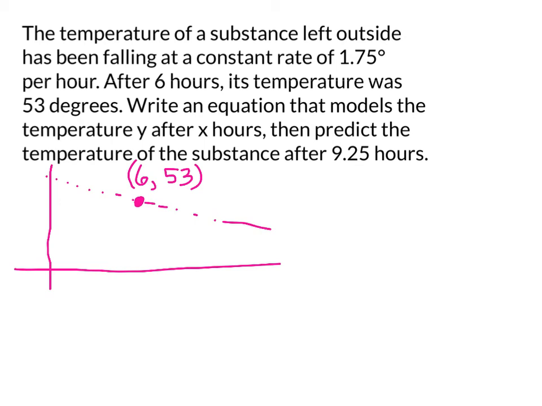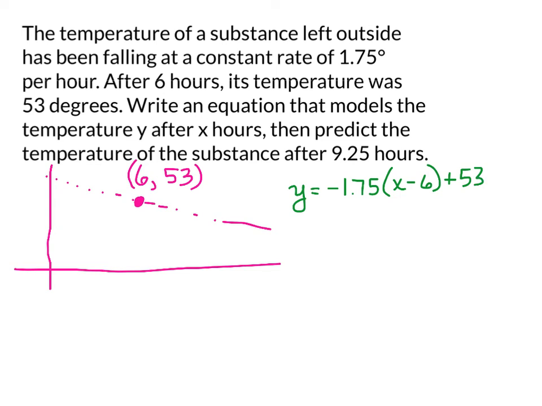Well, I don't know the y-intercept. I could keep counting up and over until I hit that point, counting up by 1.75. But I also have this formula that I can use that will help me come up with the equation. So let me do that here. And again, it's y equals the slope. Now my slope is 1.75 degrees, except it's been decreasing, so negative 1.75 times x minus the x value, that would be our 6 hours, plus the y value, 53.